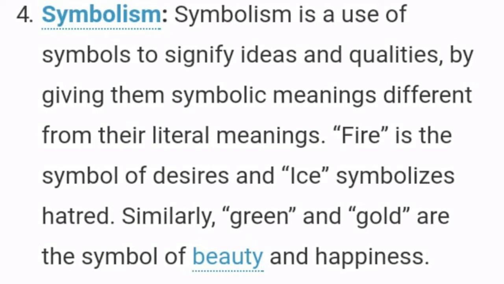Fire, we know that fire is what we use to burn something. But here it has some other meaning also: desire. Fire symbolizes desires. Ice, I-C-E, symbolizes hatred. Similarly, green and gold are the symbols of beauty and happiness.